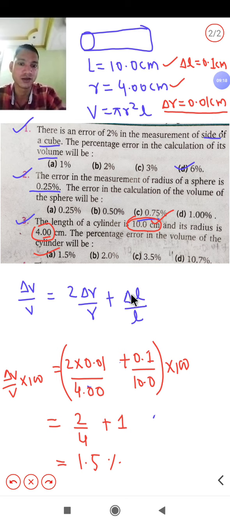So we can put the values in the formula, and the rest of the calculation is easy. I hope you understood this part here.